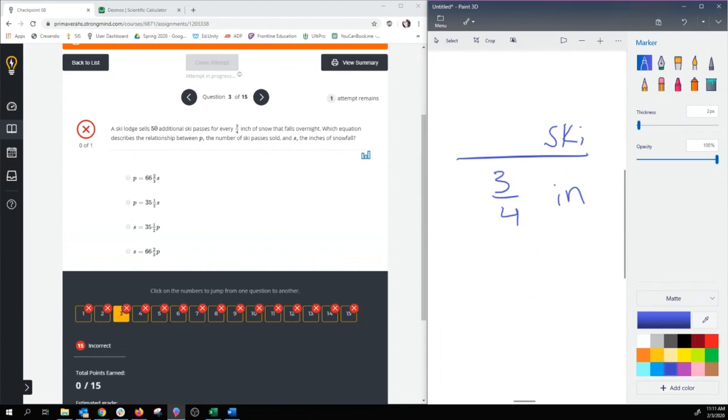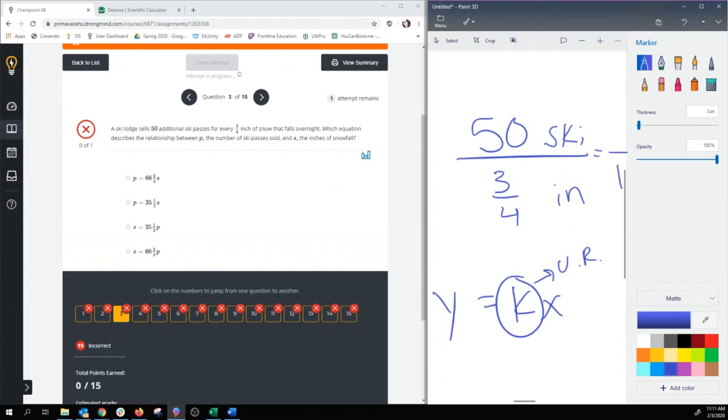50, right? So for every 50 ski passes, I sell 50 ski passes for every 3/4 of an inch of snow. So what I'm going to do is, remember when we're writing our equations, y equals k times x, k is our unit rate, which means we need to have a 1 on the bottom here. So I need this to equal something over 1. So to do that, we divide by 3/4. So I'm going to divide 50 by 3/4, and I'm going to type that into Desmos.